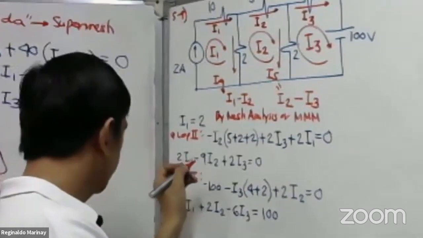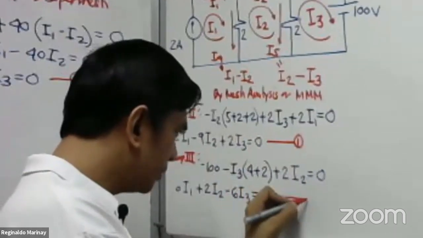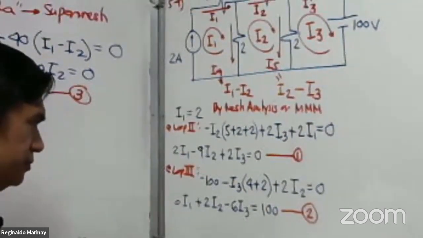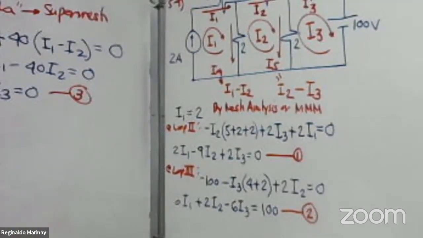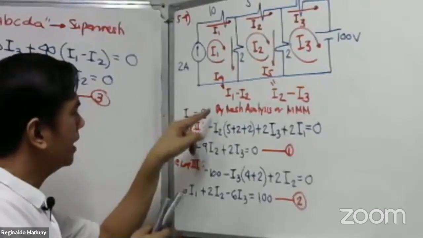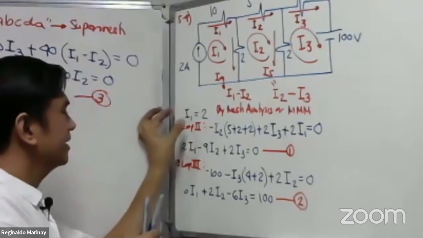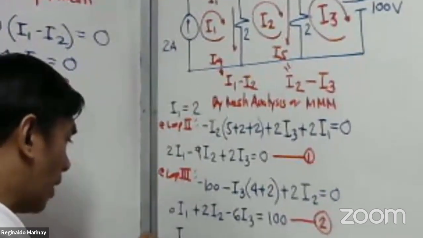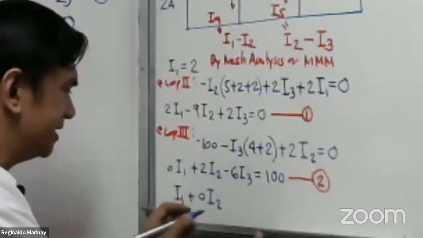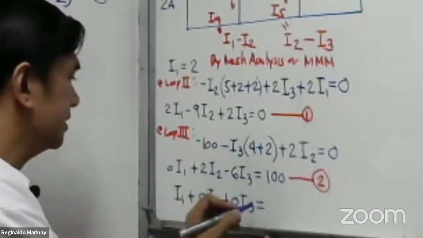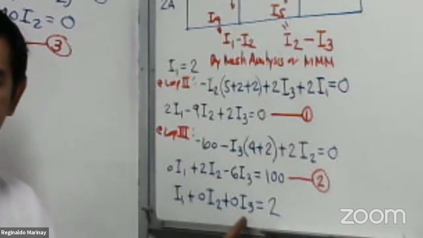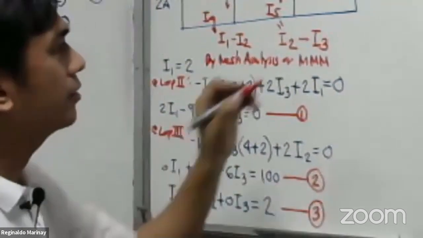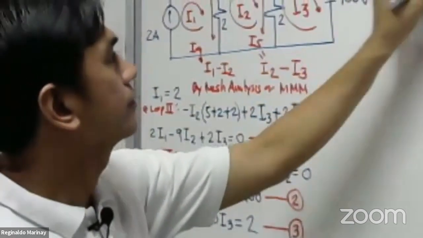Again, I will make this equation number 1. This is equation number 2. By the way, we have our I sub 1. By inspection, I sub 1 is simply equal to 2. We should have 3 equations to solve the 3 unknowns. This is how you will make it: I sub 1 is equal to 2. We have I sub 1, plus 0 I sub 2, plus 0 I sub 3, that is equal to 2. There you are. You will now have our equation number 3. Then we are now ready to use mode 5-2 in our calculator.